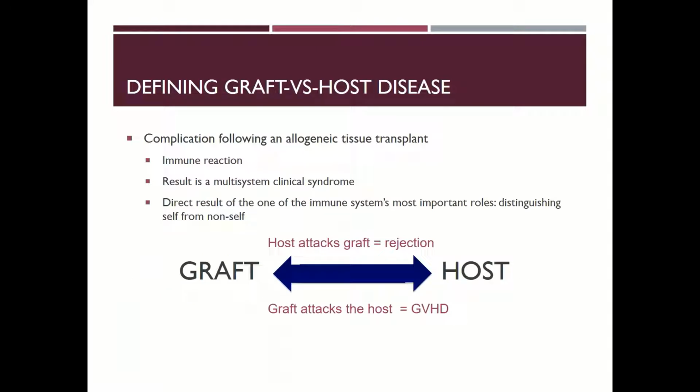Graft-versus-host disease is a complication following an allogeneic tissue transplant. It is an immune reaction whose result is a multi-system clinical syndrome. It is a direct result of one of the immune system's most important roles, which is distinguishing self from non-self. When the host attacks the graft in the setting of transplant, rejection can occur, but today we're talking about the flip side, the graft attacking the host, in which graft-versus-host disease can occur.